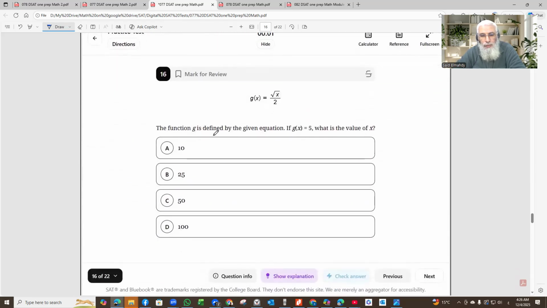The function g is defined by the given equation. If g of x equals 5, what is the value of x? So g of x equals 5, and this is equal to square root of x divided by 2. We cross multiply. 2 times 5 is 10. 10 equals square root of x. To solve for x, we raise to power 2 here and power 2 here. Power 2 cancels the root, so x is equal to 10 squared, which is 100. So the answer is 100.